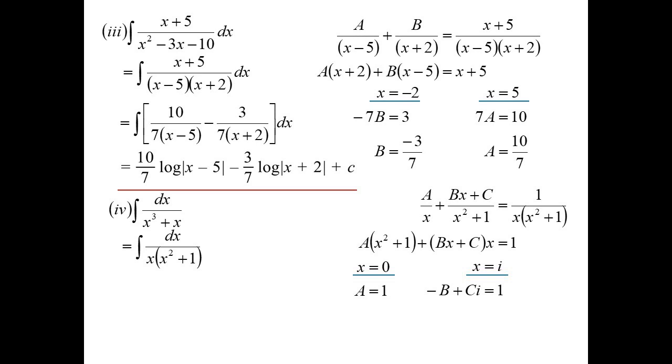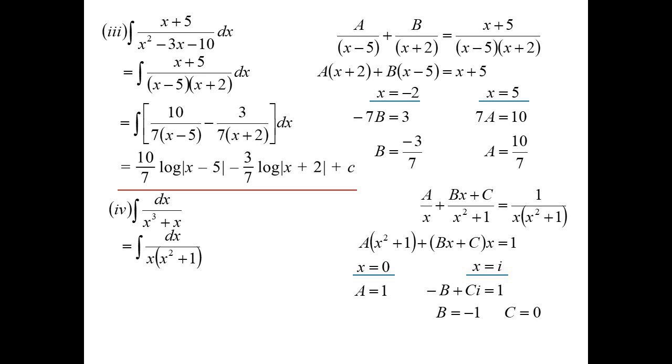If x equals i, you see, we can use complex numbers to our advantage. If I use i, that's going to get rid of the a, because i squared is negative 1. And I end up with negative b plus ci is 1. Real part must equal the real part, imaginary part must equal the imaginary part, so b is negative 1, c is 0.